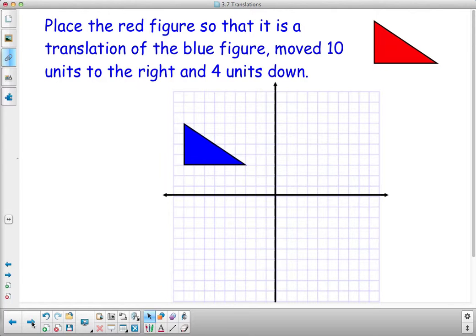Okay, first example: we're going to place the red figure so that it is a translation of the blue figure. Move 10 units to the right and 4 units down. Now in order to figure out where the red one goes, it would be helpful if we picked one of the matching points on the triangles.